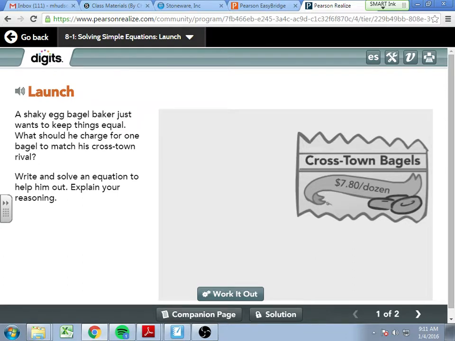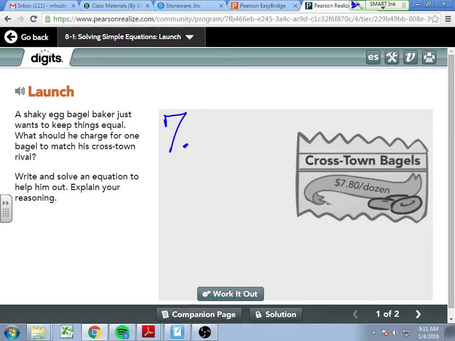So, this bagel baker only has one price. He only has the price for what he sells a dozen bagels for. Now, if you were going to try to help this baker be able to sell one bagel at a time, we can use equations to do this and to solve this. Okay, so you take the price, which is $7.80. And you divide it by 12.